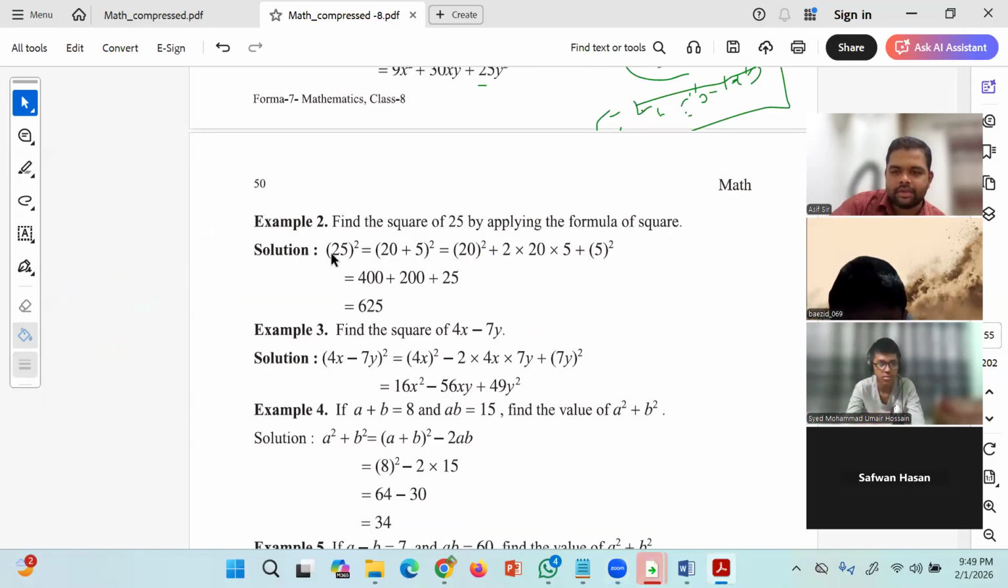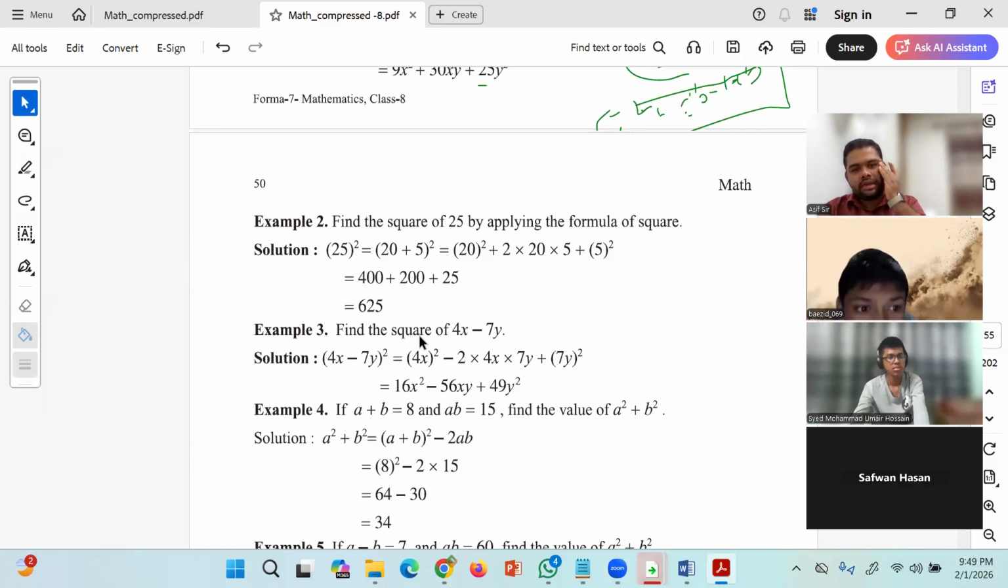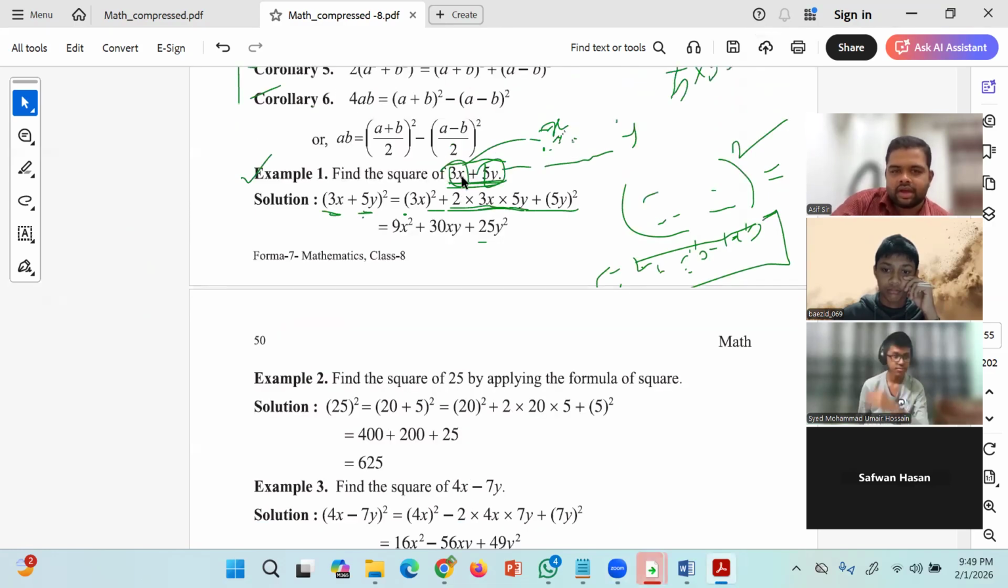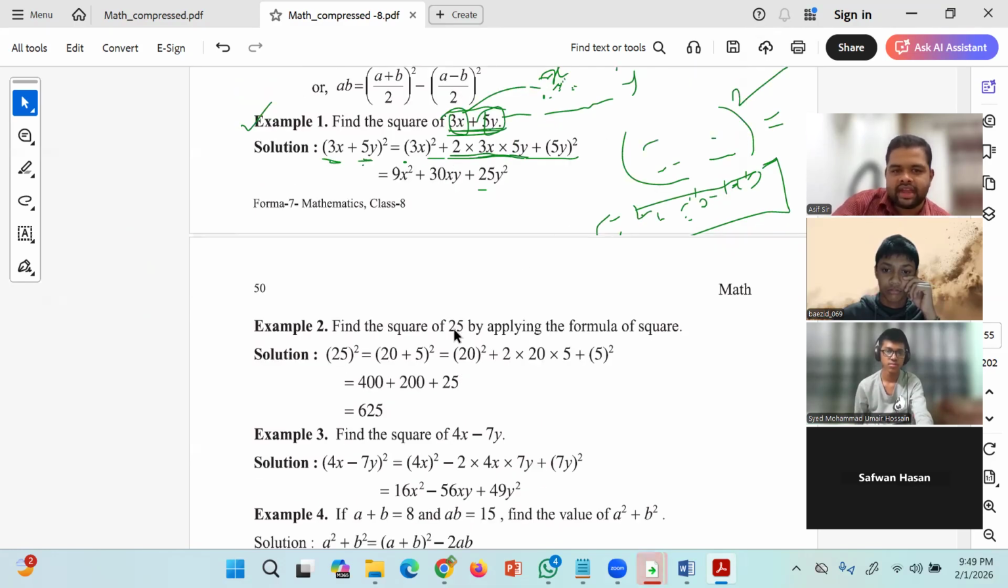Example number 1, example number 2, and example number 3. Now I will explain example number 2 and 3. Please listen attentively, and I hope after these two explanations you will be able to answer from the exercise section. The first example is find the square of 25 by applying the formula of a square. But the problem is, in the previous example, we could assume 3x as x and 5y as y. But here there is only one number, right? So this is the problem.